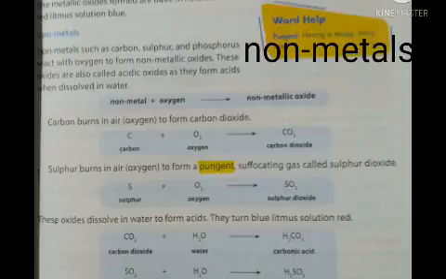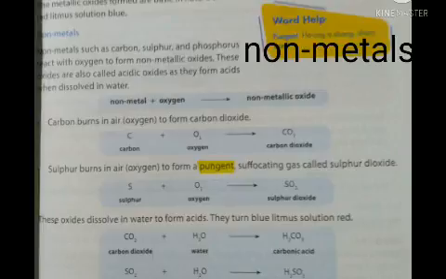Now we are going to see the reactions of non-metals with oxygen. Non-metals such as carbon, sulfur and phosphorus react with oxygen to form non-metallic oxides. These oxides are called acidic oxides as they form acids when dissolved in water. They will turn blue litmus to red. So this is the characteristic of non-metallic oxides, and thus you can differentiate between a non-metallic oxide and a metallic oxide. So this is how you distinguish, based on chemical property, the metals and the non-metals with their oxides.